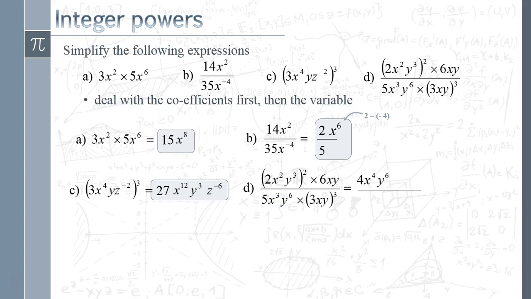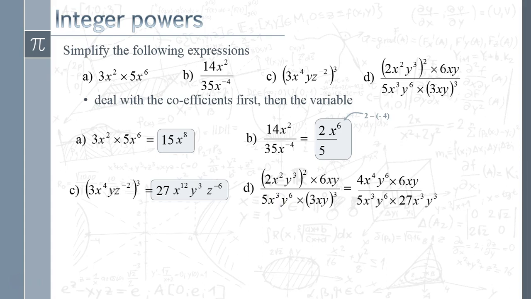You can see 2 squared is 4, x squared all squared is x to the power 4, and we've got a y to the power 6. That's 6xy. I'm just going to leave that as it is for now. We can't do anything more with that, but we'll tidy that up in the next step. And on the bottom we've got 5x cubed y to the power 6. I'm going to leave that as it is. And then the bracketed bit clearly is going to become 27x cubed y cubed.